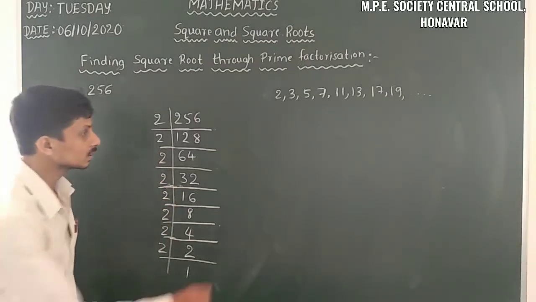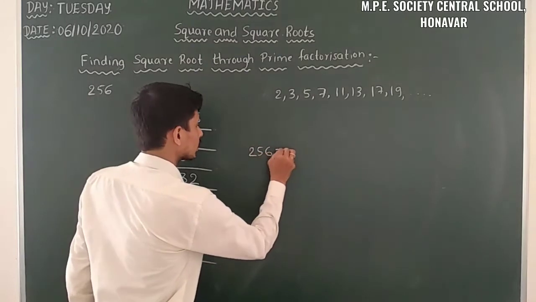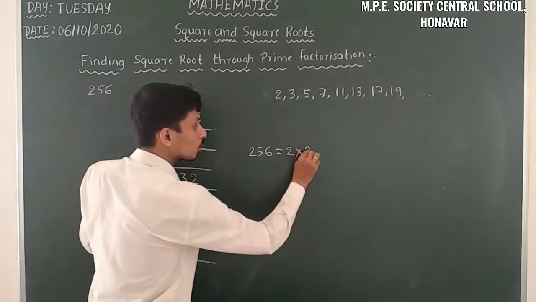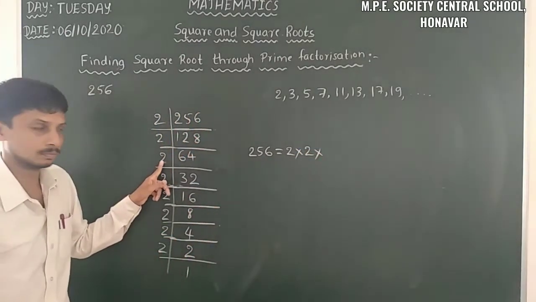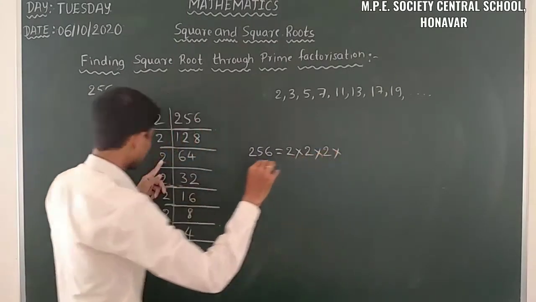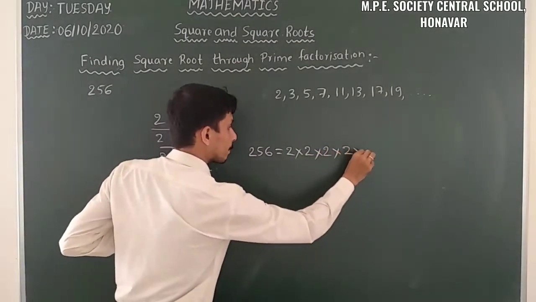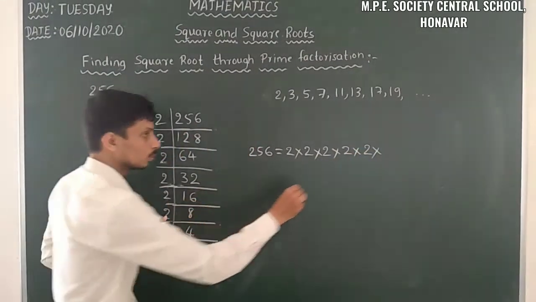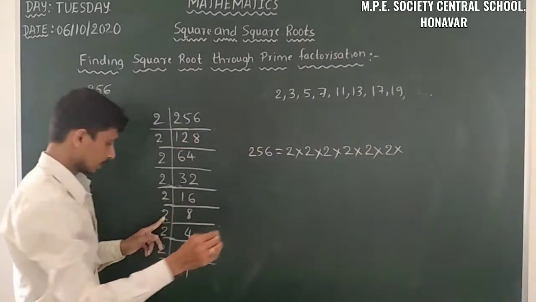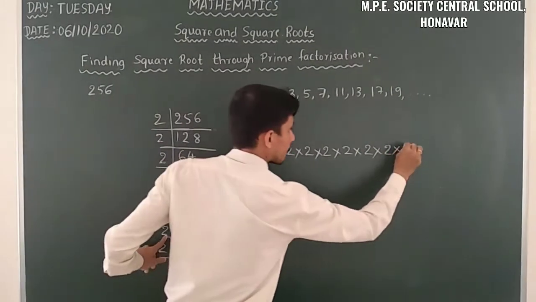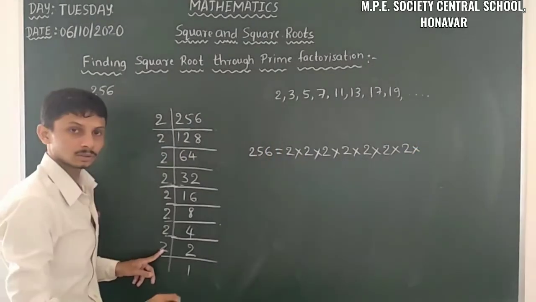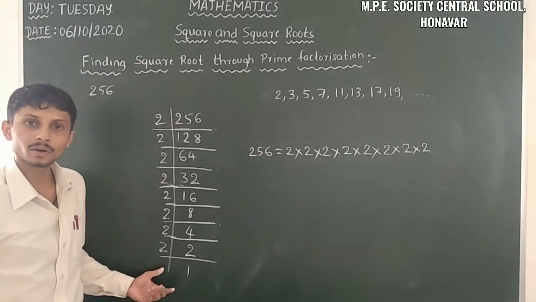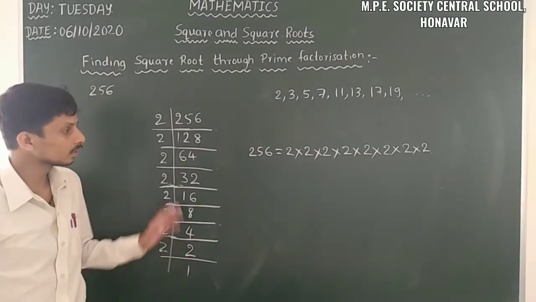That is, 256 is equal to 2 into 2 into 2, then this 2, then this 2, then this 2, here this 2, yes, here this 2. Here 1 is there, so we can't divide 1 by 2. So that's why it stops here.